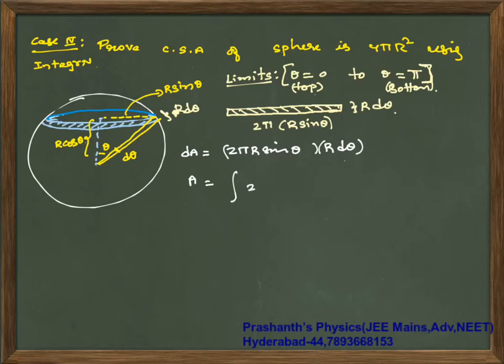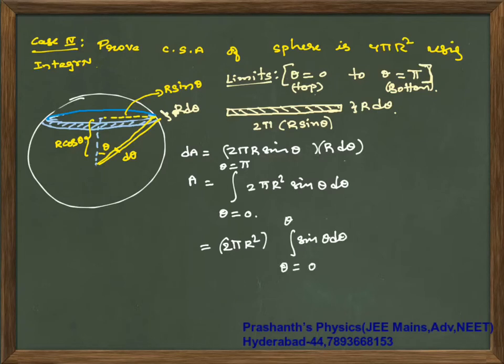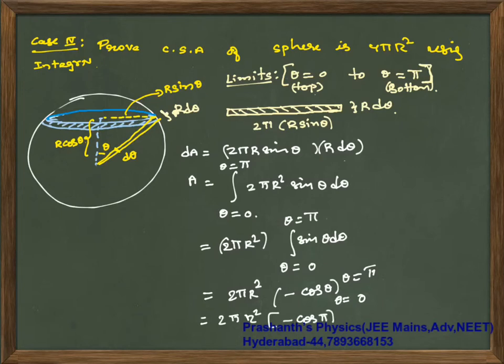So your A total is 2 pi r square sin theta d theta from theta equal to 0 to theta equal to pi. So that will give you 2 pi r square times integral sin theta d theta from theta equal to 0 to theta equal to pi. So that will give you 2 pi r square times integral of sin theta is minus cos theta from theta equal to 0 to theta equal to pi. So that will give you 2 pi r square times minus cos pi minus cos 0, that will give you finally 4 pi r square.